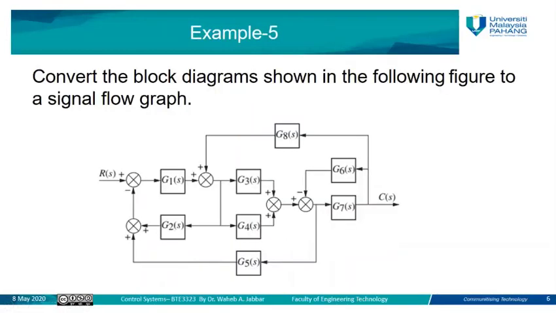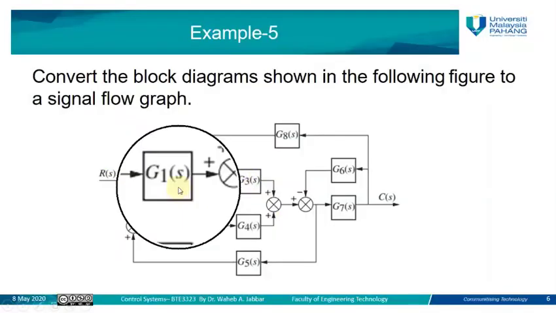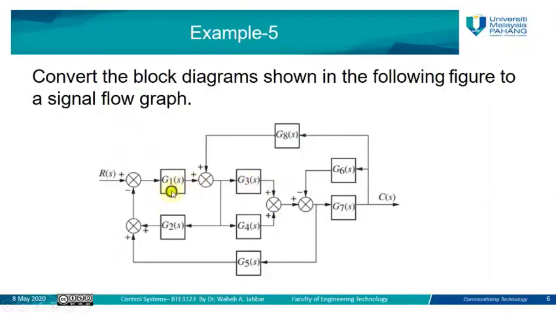Now we have one example here of how we can convert a block diagram into a signal flow graph. So here we have a block diagram which consists of multiple subsystems, G1, G2, G3, 4, 5, 6, 7, 8. We have 8 subsystems here. So we need to convert this block diagram into a signal flow graph. So first we need to identify the location of the nodes. Then we need to draw the interconnections or the branches between nodes, which connect from one node to another node.